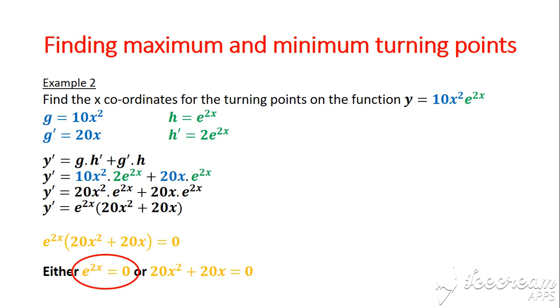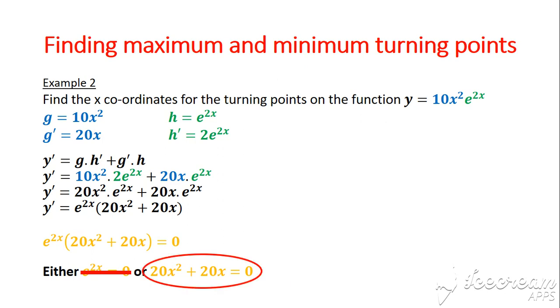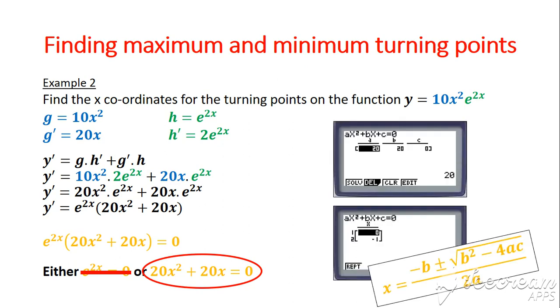Looking at the first part and knowing what the e graph looks like, e to the power of 2x is this kind of exponential or power graph. It never touches the x-axis, which means it will never get to 0. So we can ignore this first part. So let's go to the second function. This is just a quadratic. And when we solve quadratics, we're going to use the quadratic formula, which is on our graphics calculator. And we're going to get two solutions. So here are x1 is 0 and x2 is negative 1.